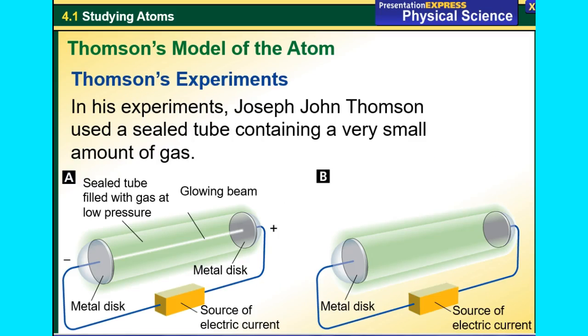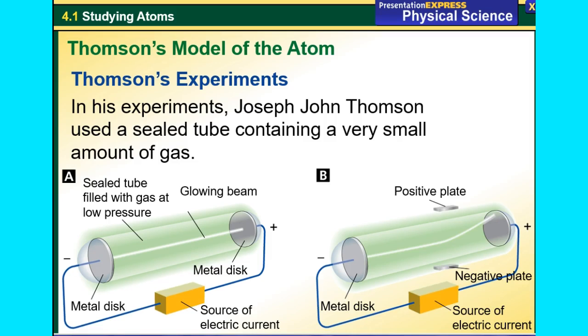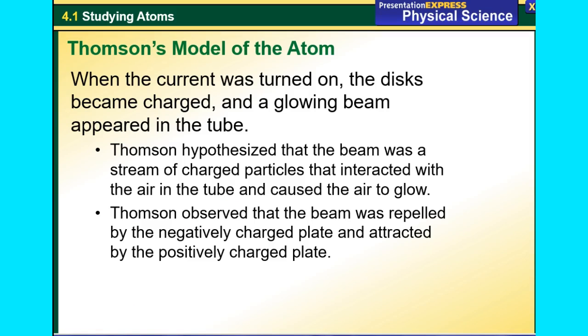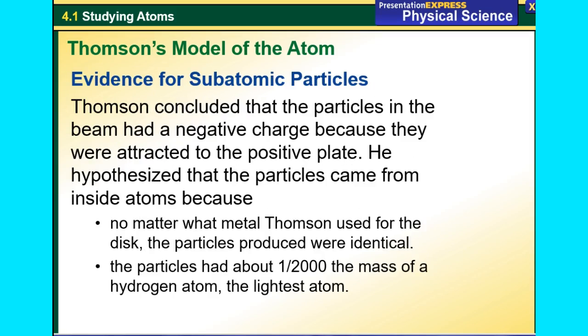Thomson's experiment. In his experiments, Joseph John Thomson used a sealed tube containing a very small amount of gas. When the current was turned on, the disk became charged and a glowing beam appeared in the tube. Thomson hypothesized that the beam was a stream of charged particles that interacted with the air in the tube and caused the air to glow. Thomson observed that the beam was repelled by the negatively charged plate and attracted by the positively charged plate.